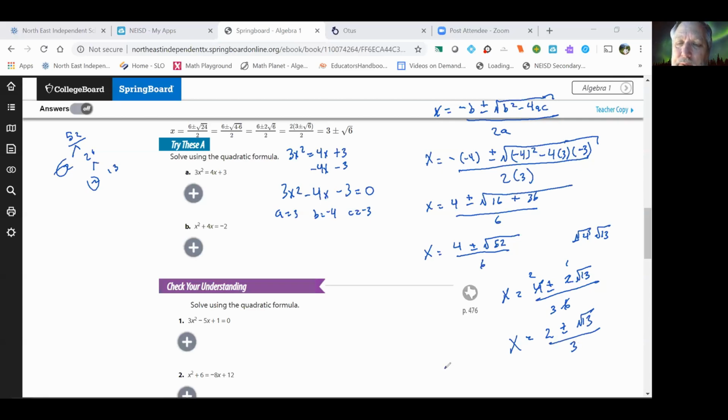And again, so this would be x equals 2 plus the square root of 13 over 3, or x is equal to 2 minus the square root of 13 over 3. And you can put that in the calculator in order to get a more detailed answer. But this is all they want, that answer right there, or this breakdown.